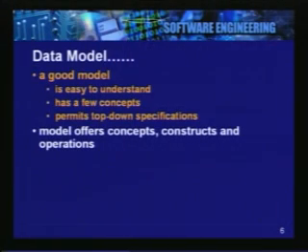Let's also define what we mean by a model. What does a model consist of? A model consists of a few important concepts. It will also give us some form by which those concepts can be represented. We call these constructs. So a construct is a representation for a concept, but a model primarily offers a set of concepts, and it also offers a few operations on those concepts. So this is what a model is made up of.